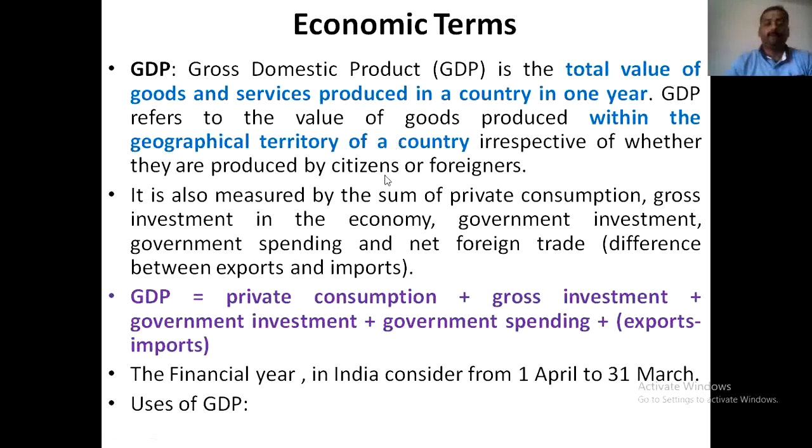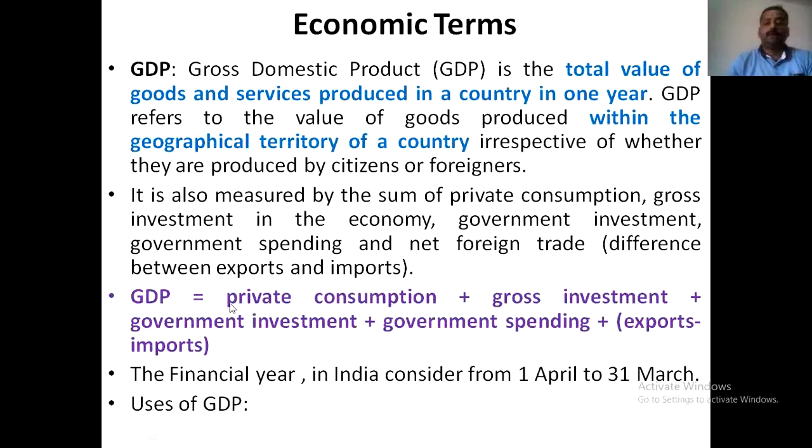Now, the GDP is also measured by the sum of private consumption and gross investment in the economy, government investment, government spending, and net foreign trade. So here a mathematical term is given for calculation of GDP in another way.